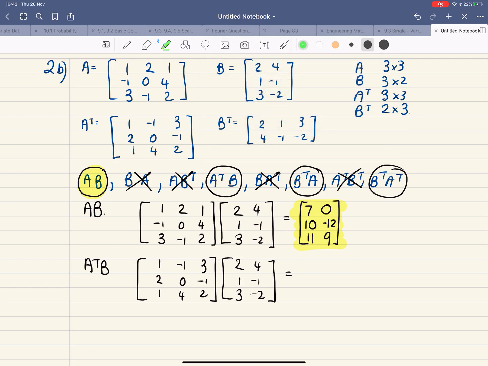Go to green. Okay, so this one, A transpose is a 3 by 3 and B is a 3 by 2. So again, it's going to be 3 rows and 2 columns for the answer. So I get 2 minus 1 is 1, plus 9 is 10. 4 plus 1 is 5, minus 6 is minus 1.